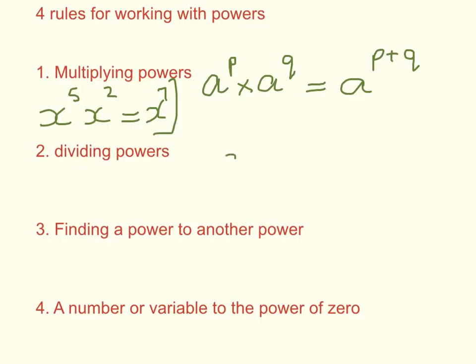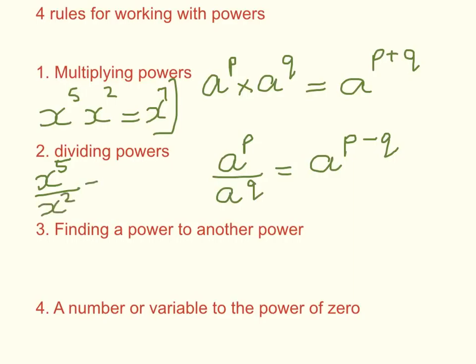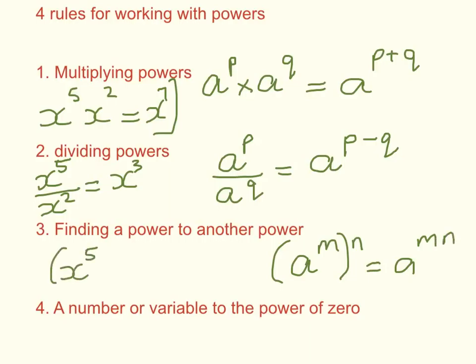When we divide powers, we have a to the power of p over a to the power of q. If we've got the same base, we subtract the powers. So x to the power of 5 over x squared worked out to be x cubed. When I have one power, we'll write it as a to the power of m, to another power, we multiply the powers. So the example from the first slide, x to the power of 5 squared equals x to the power of 10.